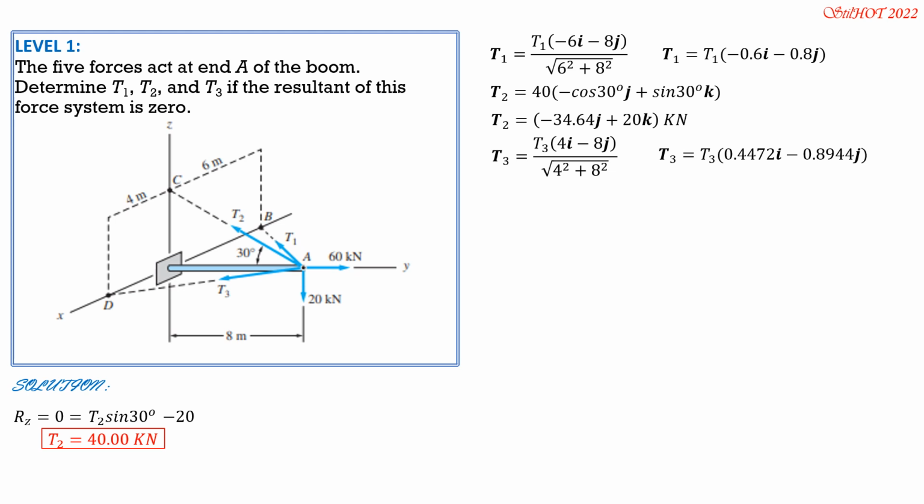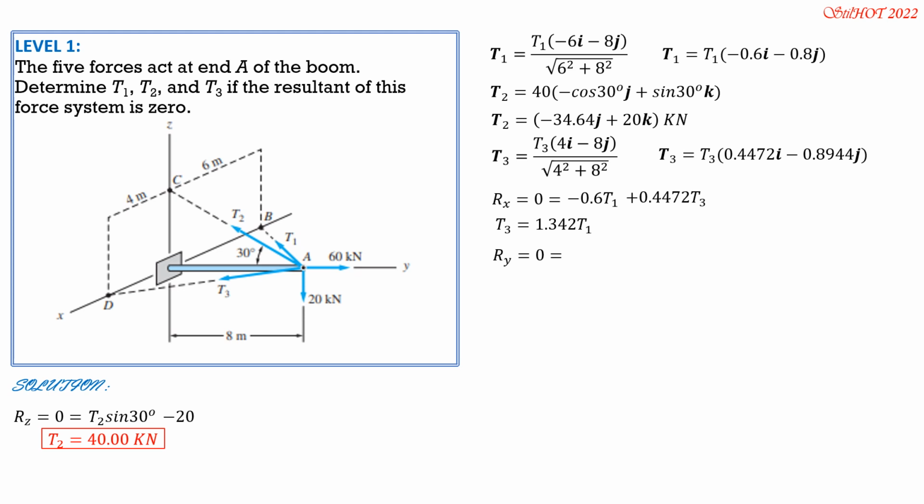So we now enforce Rx equals 0, and it is equal to, for T1, negative 0.6 T1, and for T3, 0.4472 T3. So those are the only forces with x component. So equate to 0. From here we can express T3 in terms of T1. T3 is 0.6 T1 over 0.4472, so it is 1.342 of T1.